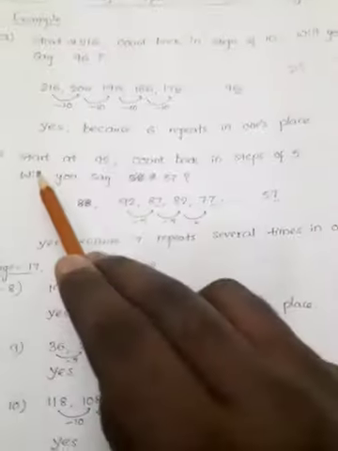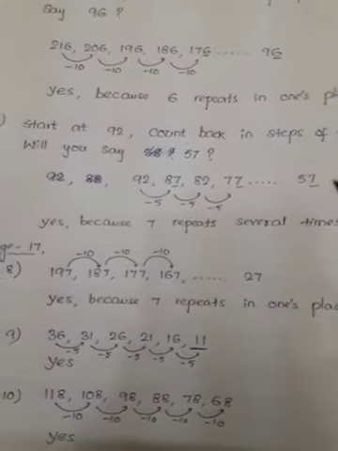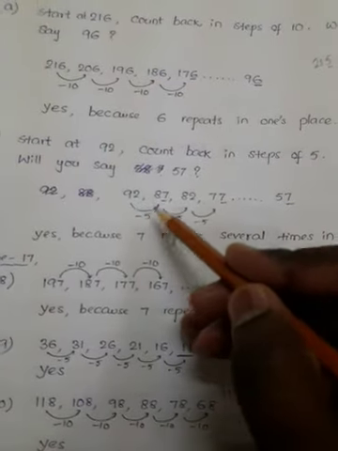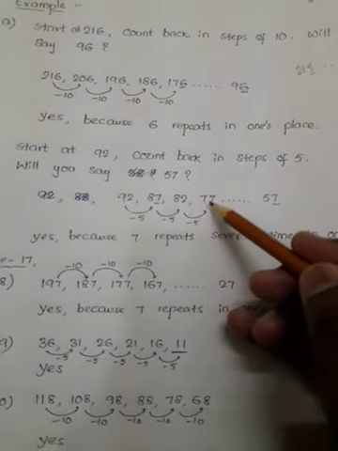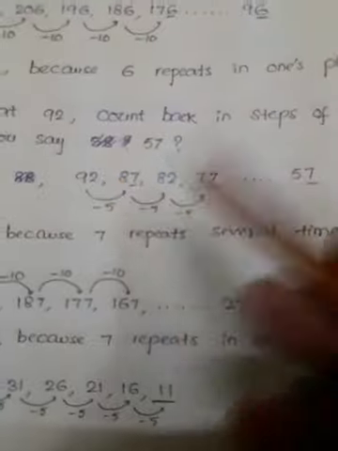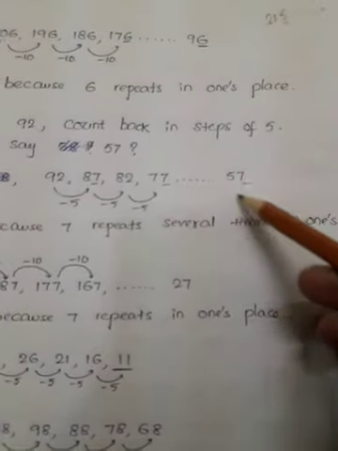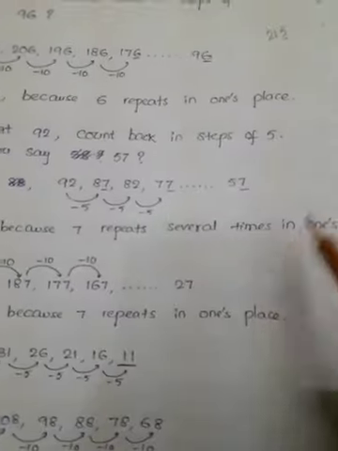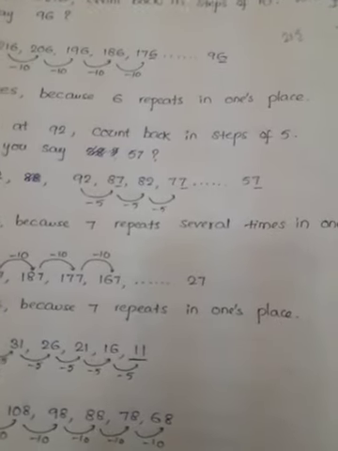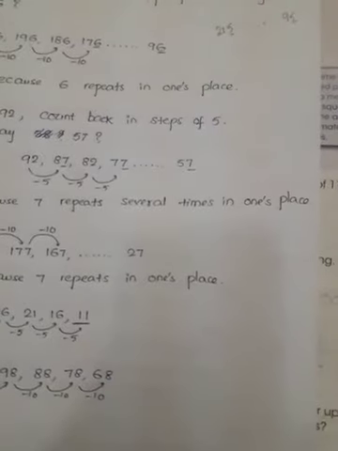Okay. Next is start at 92, count back in steps of 5. Will you say 57? Yes. Why? Because 92 minus 5 is 87, 87 minus 5 is 82, 82 minus 5 is 77. Look at the sequence: in the ones place there are 2 and 7 only. That means 7 is repeated several times. So there is a number 7 in the sequence. So it is possible, because 7 repeats in the ones place.